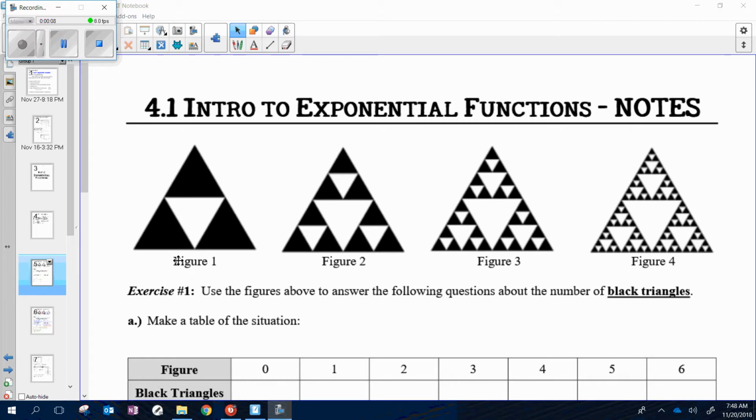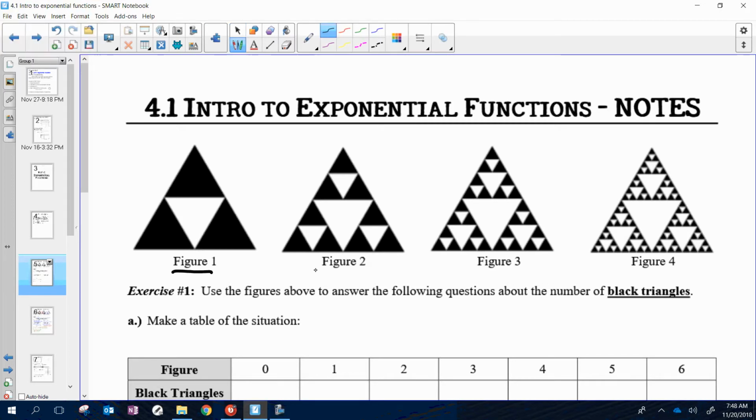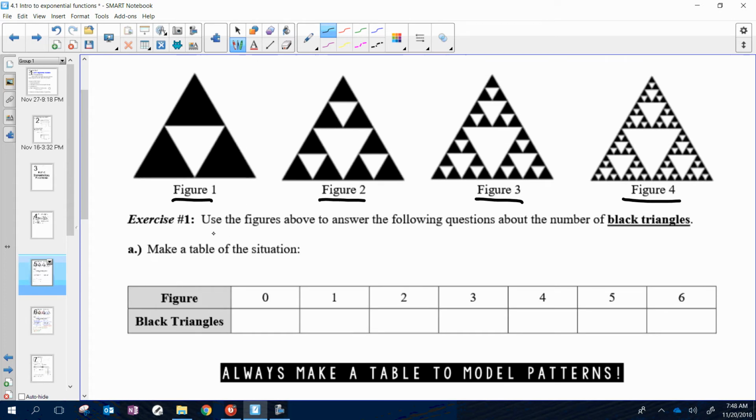So you're looking at some triangles. We have figure 1 and 2 and 3 and 4. And it says in exercise 1, we're going to use these figures to answer the following questions about the number of black triangles. So you're going to make a table.